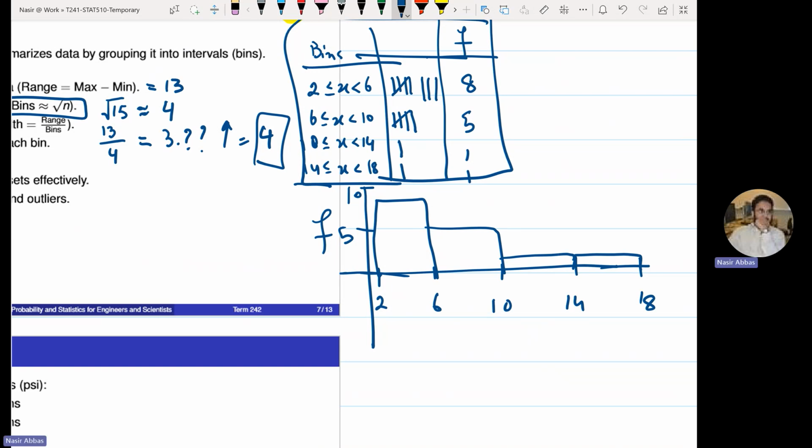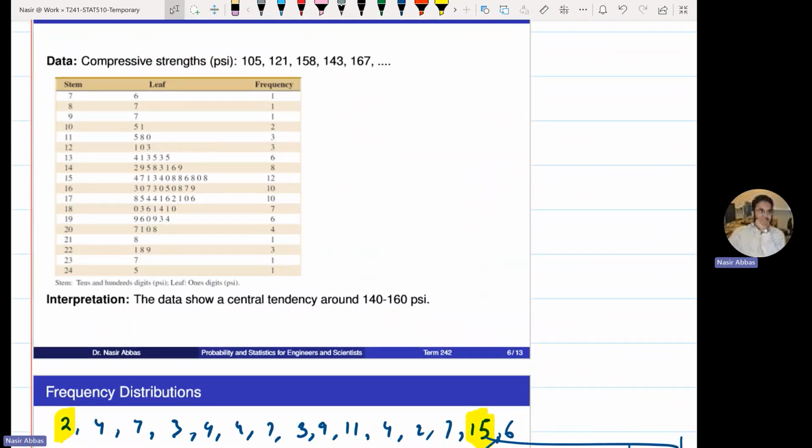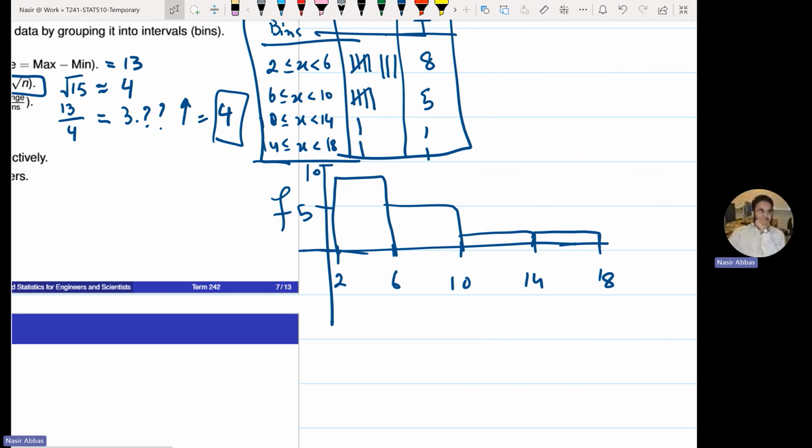This is similar to stem and leaf. But if I give you this frequency distribution or this histogram, can you give me the data back? No. In stem and leaf, if I give you the stem and leaf, can you give me the data back? Here you can. In the histogram, you know there are 8 values between 2 and 6, but you don't know what those 8 values are.